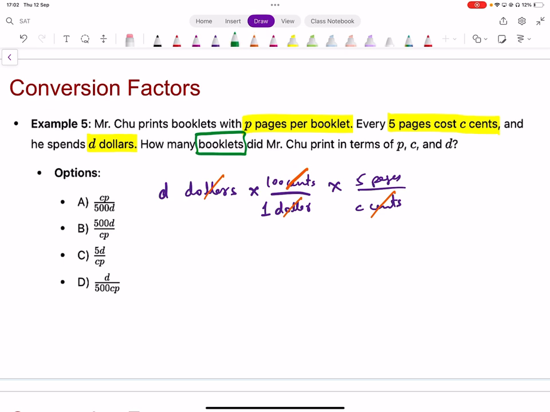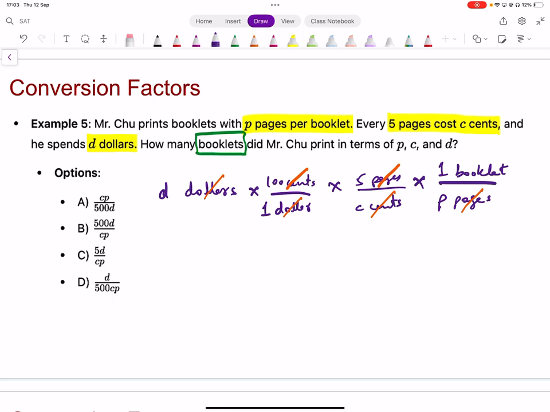We want booklet at the end, right? P pages per booklet. Pages we want in the denominator, ताकि वो cancel out हो जाए. Booklet is what we want in the numerator. P pages per booklet, that means 1 booklet, P pages. Pages and pages get cancelled out, and we're left with booklet at the end. Okay? Now just simplify this.